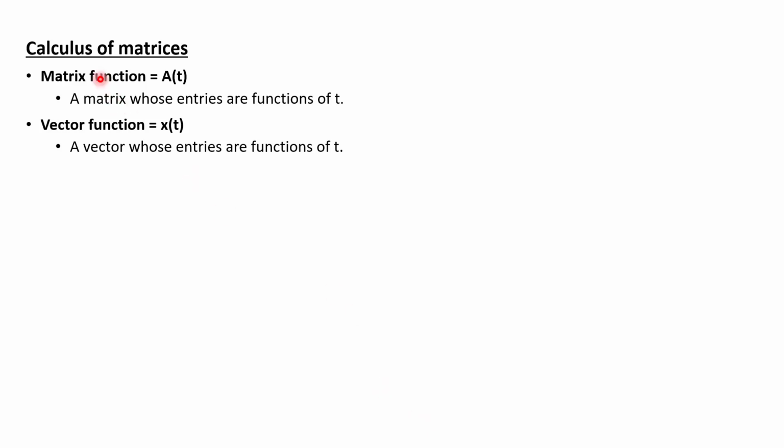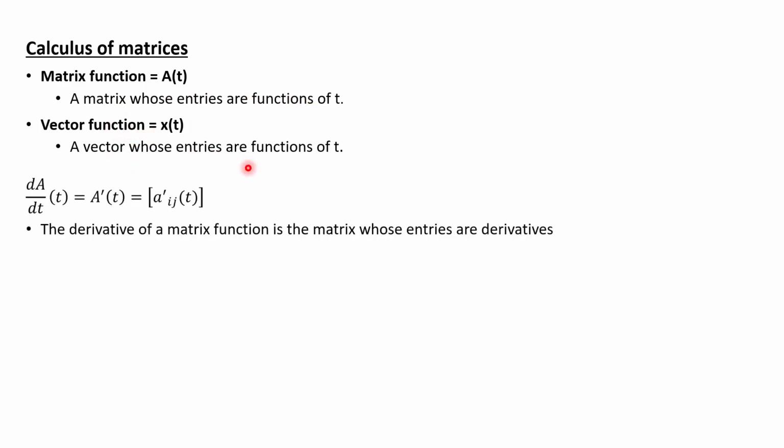The new part is the calculus of matrices, but you're going to find that it's pretty intuitive. First, let's define a matrix function. It's basically just a matrix whose entries are functions. A vector function is a vector whose entries are functions. If I want to take the derivative of my matrix A at t, I can write that as A prime. It's the matrix where I'm taking the derivatives of the entries. In other words, the derivative of a matrix function is the matrix whose entries are derivatives. So matrix A prime is the matrix where we take the derivative of each entry.